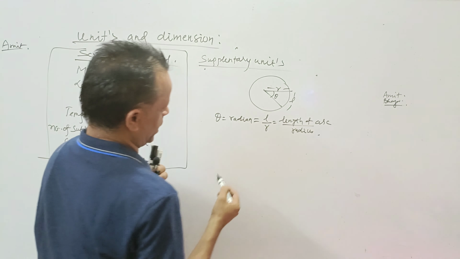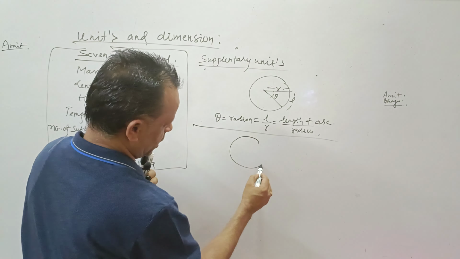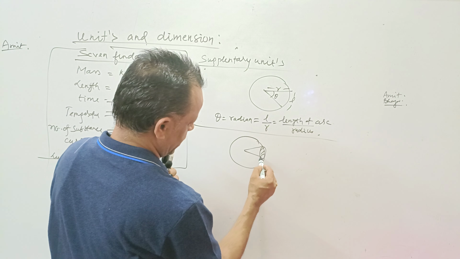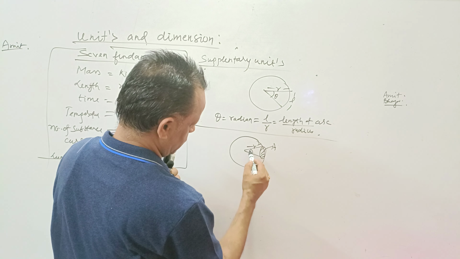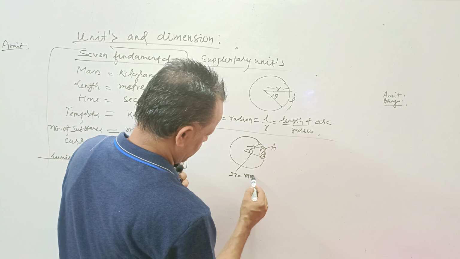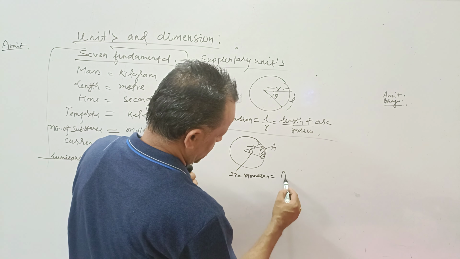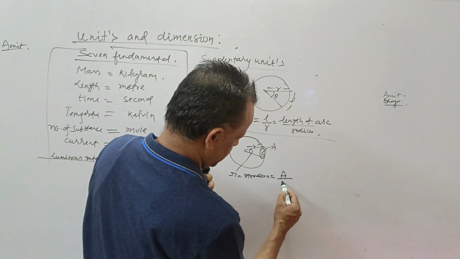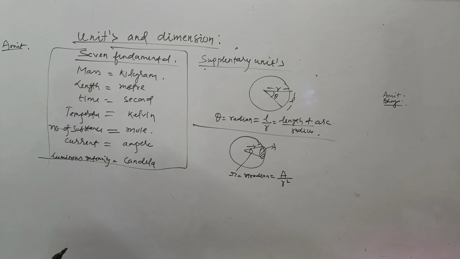The unit is radian. Then we have the solid angle. For the solid angle, let us suppose the area over here is A. This is the radius. This is the solid angle. It will be measured in steradian. It is equivalent to the area which it makes on the surface of a sphere divided by the square of the radius.